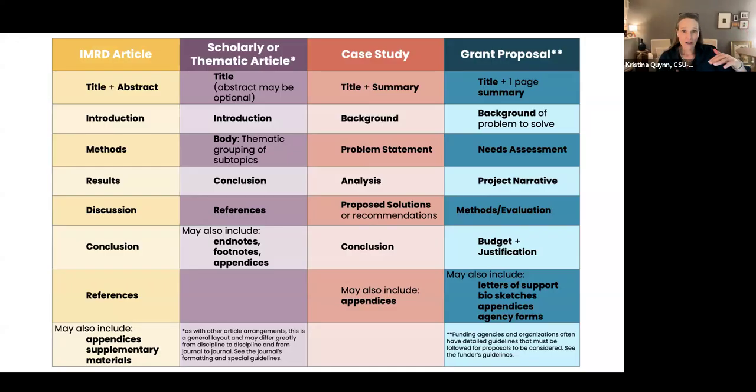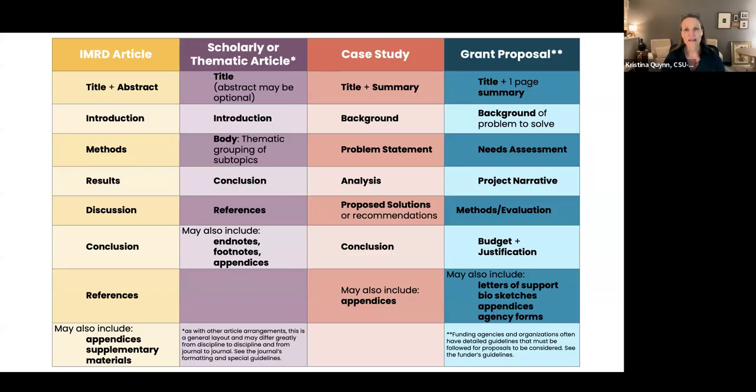Scholarly or thematic articles may operate slightly differently. If you're in the humanities, for example, or a field where you do more analysis rather than original experimental research, you might be working with a thematic and scholarly article structure. Still, it's going to have a structure that is recognizable within your field. It will also start with a title, although abstracts, depending on your field, may be optional. Introduction, body, conclusion, and then references, etc.